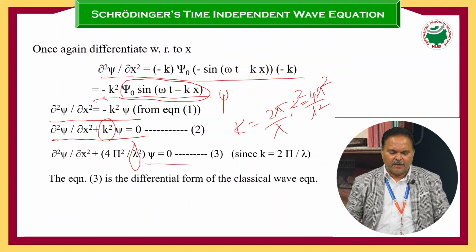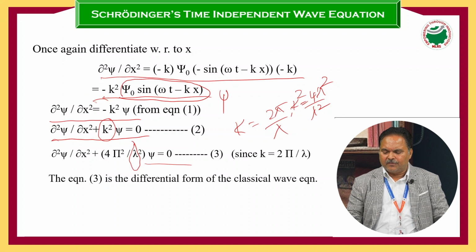So today we studied the de Broglie hypothesis and derivation, then the Davisson-Germer experiment, and then the Schrodinger time independent wave equation.